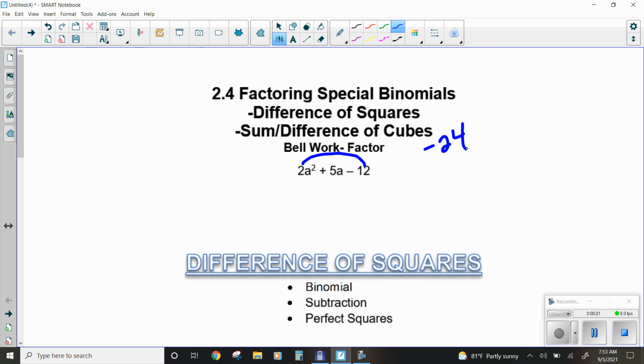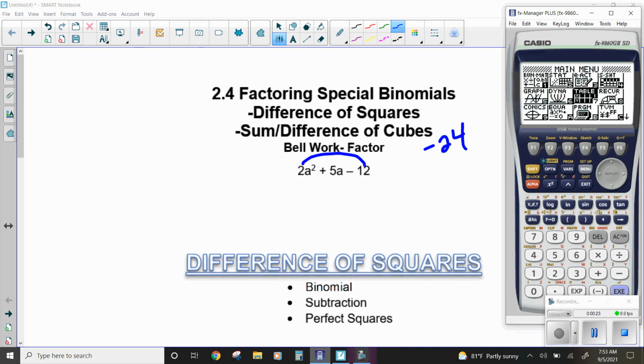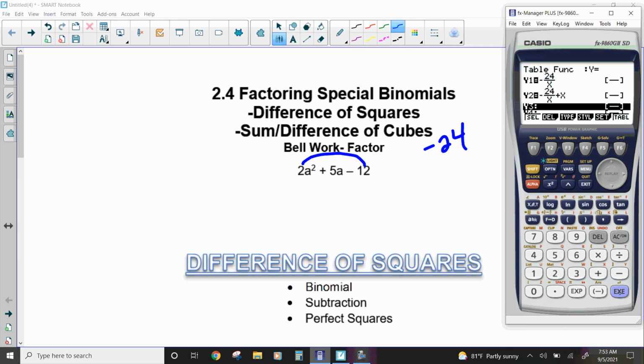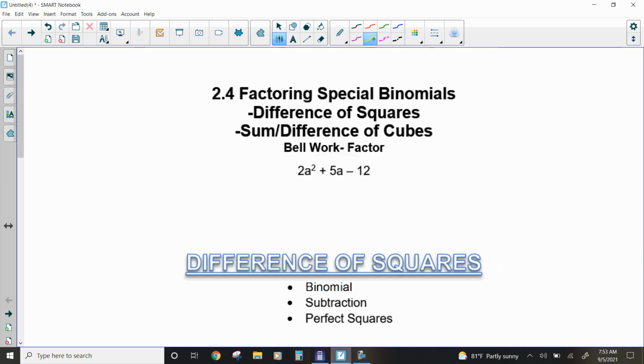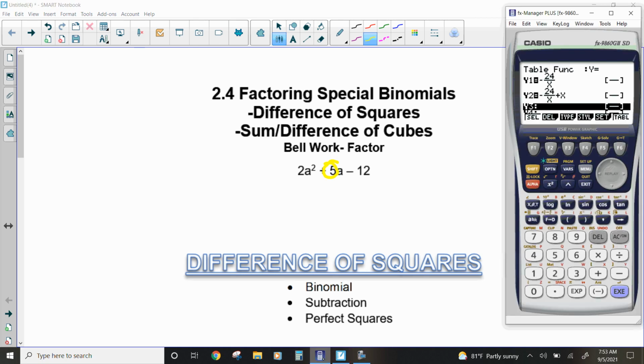And then you go over to your calculator, go into the table, and you're going to enter negative 24 over x in the first one and negative 24 over x plus x in the second one. Now when we decide which one we're going to pick, we're going to look at that third column and we're just going to look for this 5 right here. I don't care if it's a positive or a negative.